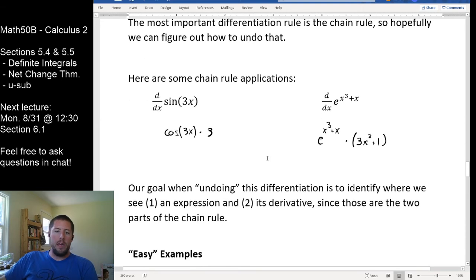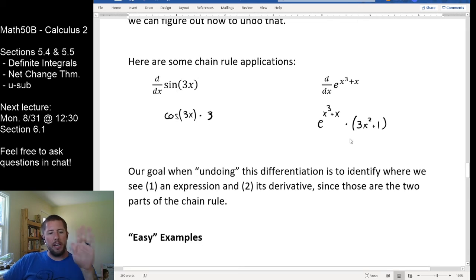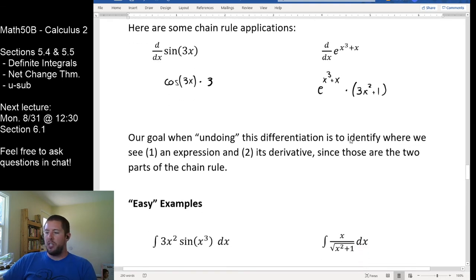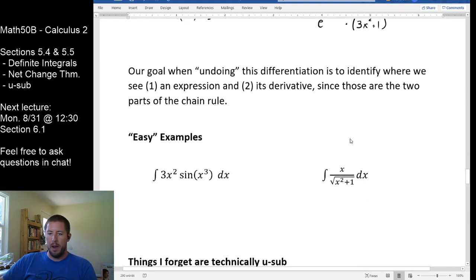So what our goal should be when we're trying to undo the chain rule is to look for any place that we see both an expression and its derivative, both sitting within an overall expression. Here I see an expression of 3x and I see its derivative of 3, both multiplicatively members of the expression. I see the expression x cubed plus x, and I see its derivative, 3x squared plus 1, are both members of this. So when we're hunting to undo a chain rule, we're asking ourselves, do I see any place where I see both an expression and its derivative, both within the full integrand we're looking at? If so, I should be able to undo some chain rule step right there.